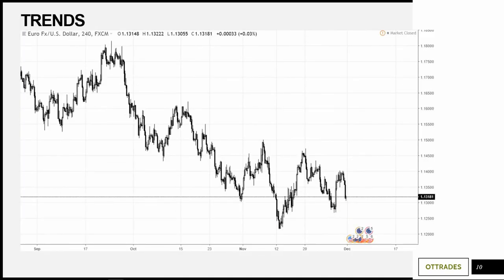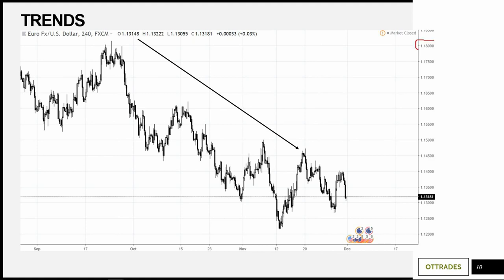So now trends. So trend in market: which direction is the market moving in? So this picture here, if I were to give you this, what direction would you say the market is moving in here? The market's moving down. Obviously, it's moving down.